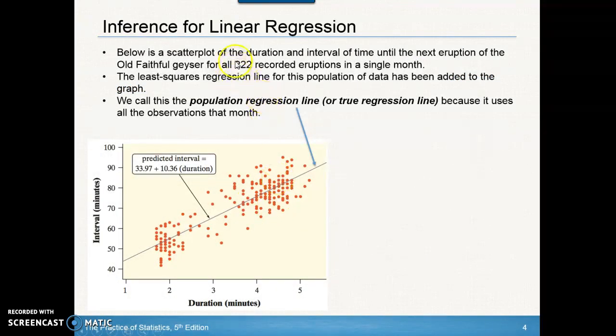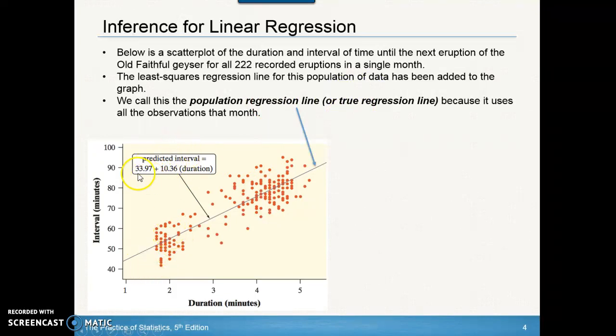Let's take a look at the scatter plot below. It goes over the duration and interval of time until the next eruption of Old Faithful. So this is the duration, in minutes, and this is the time until the eruption for the Old Faithful geyser for all 222 recorded eruptions in a single month. Now let's take a look at the least squares regression line. The least squares regression line for this population data has been added to the graph. Now, this is actually the population regression line, or the true regression line, because we are using all of the observations, the entire population, for 1 month.